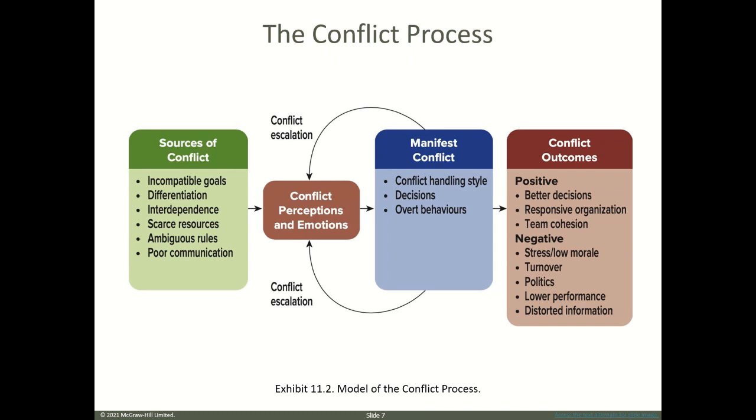Maybe it ranges from the subtle non-verbal behavior to aggression and also conflict resolution style. If you talk about the outcomes, conflict outcome can be positive or negative. If we talk about the positive, then we can say better decision, responsive organization, team cohesion. Negative may be low morale, stress due to conflict, turnover in the company, less productivity, and there may be some more politics, right? Groupism, lower performance, and distorted information. The other party is just going to hold and suppress some important information, material information. It means information is not available to the other persons. These may be the outcomes.